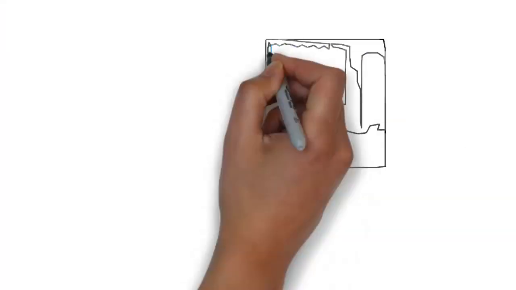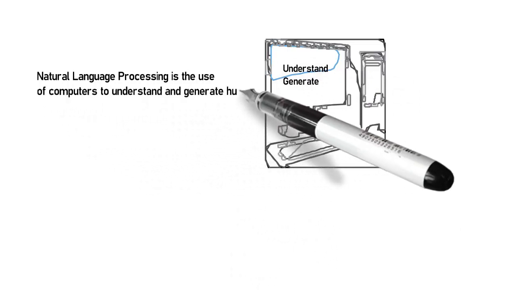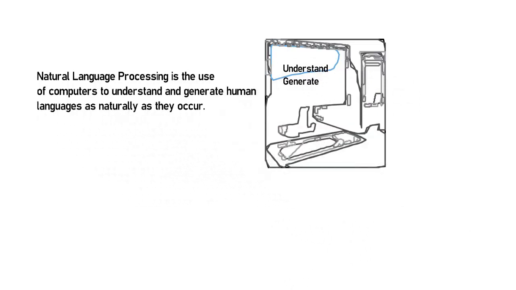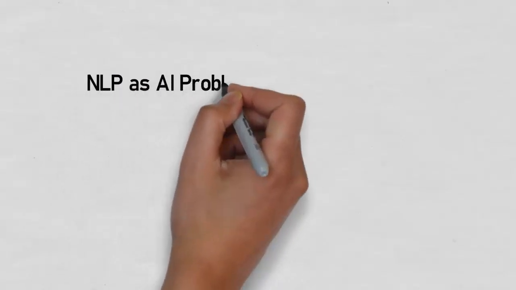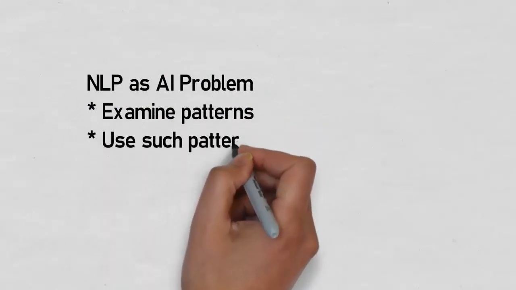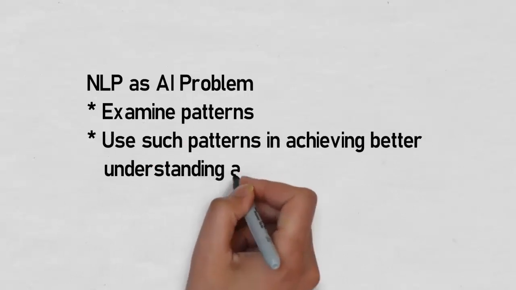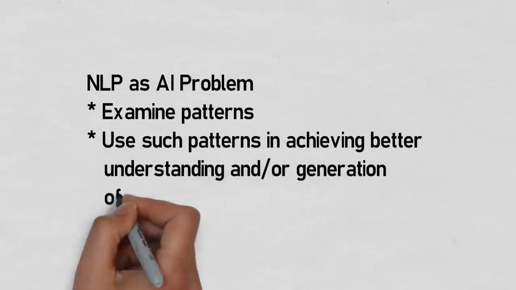So what is natural language processing? Natural language processing is the use of computers to understand and generate human languages as naturally as they occur. Natural language processing is a subfield of artificial intelligence. It detects patterns in data and uses these patterns to gain further understanding of natural language.